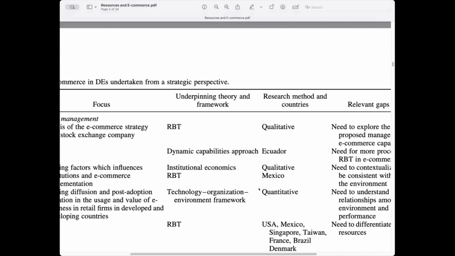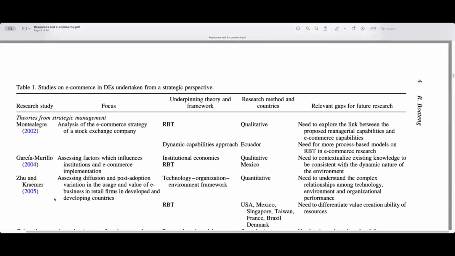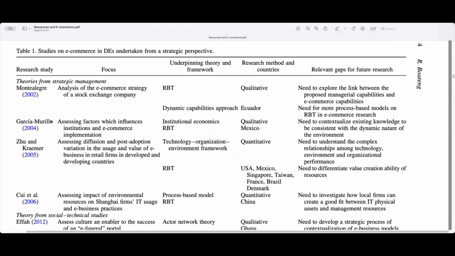And I summarize it in this table, which I was going to tell you that you guys then have to learn how to do a table. So we'll give you an assignment on creating a table like this, and then for you to go and do on the area of research, before you can use that to write a research problem. So the area of study, the focus, the underpinning theory and framework, the research method and countries, and then the relevant gaps for future research.